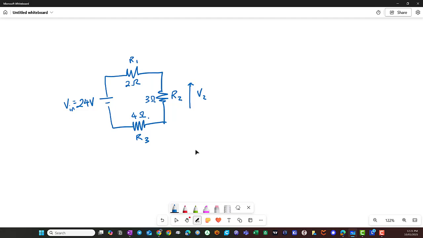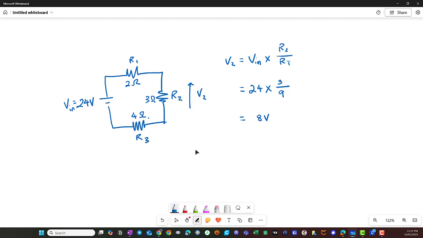So V2 is equal to V in multiplied by the resistance in concern, R2, divided by the total resistance. That equals 24, which is the V in, multiplied by R2, which is 3 ohms, divided by R total. Now R total, these are in series, so 2 plus 3 is 5, 5 plus 4 is 9. So with that, we get 8 volts. So the voltage across R2 is 8 volts.